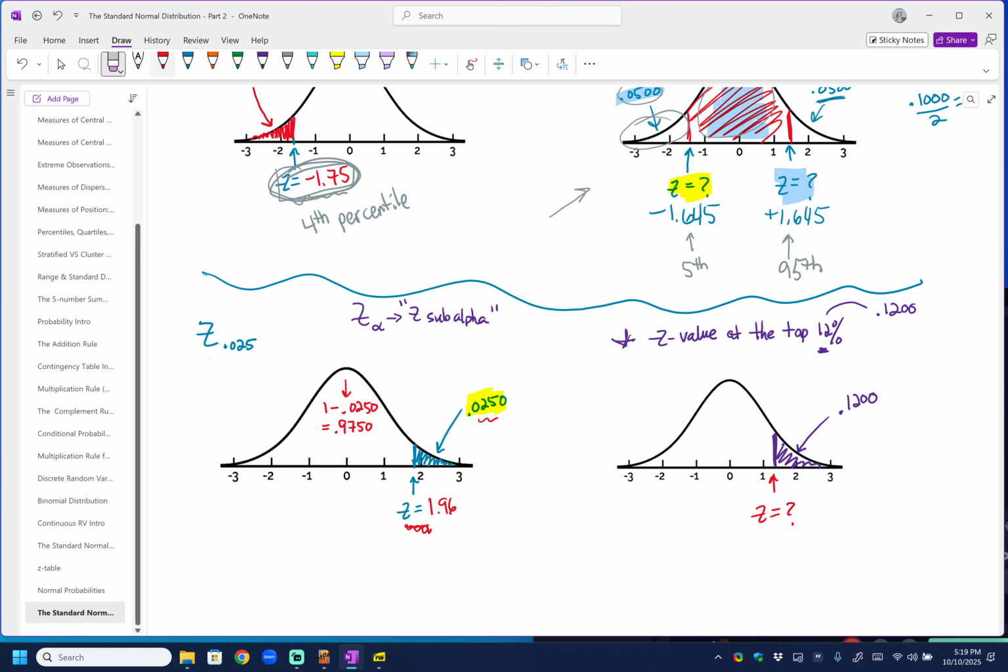But in order to find this value, remember, all the area in the z table is below, which means you cannot look up 0.1200. Instead, you need to look up 1 minus 0.1200, which is going to give you 0.8800.